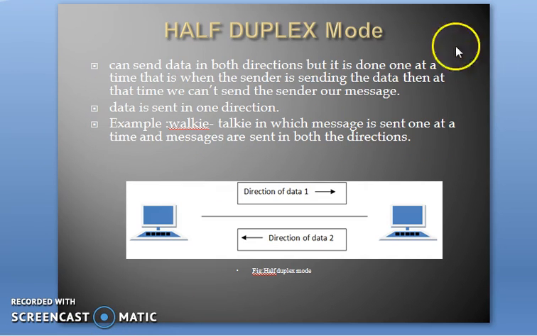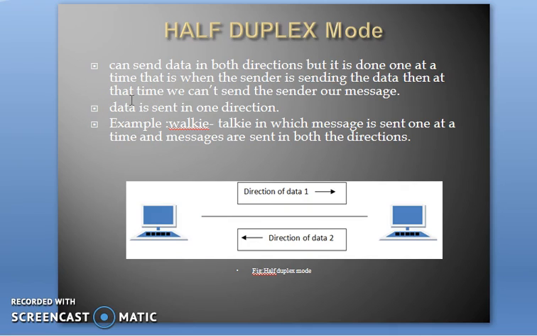Now we can see the next mode of data transmission, called half duplex mode. In half duplex mode, we can send the data in both directions, that is, from one system to another and from that system back to the origin. That is why it is called bidirectional. Though it is bidirectional, we cannot transmit both at the same time. Simultaneously, we cannot send the data in forward and backward direction. We can send the data in both directions, but it is done one at a time.